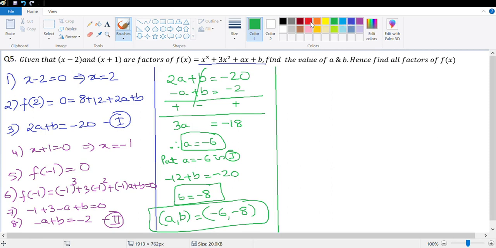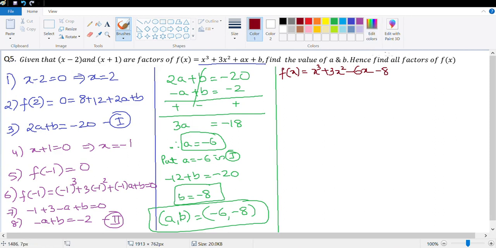Next part of the question says find all factors of f(x). So we will have to put the value of a equal to -6 and b equal to -8 in the expression. Let's see what we get. So f(x) will be equal to x cubed plus 3x squared plus ax. a is -6, which means -6x, plus b, which means -8.